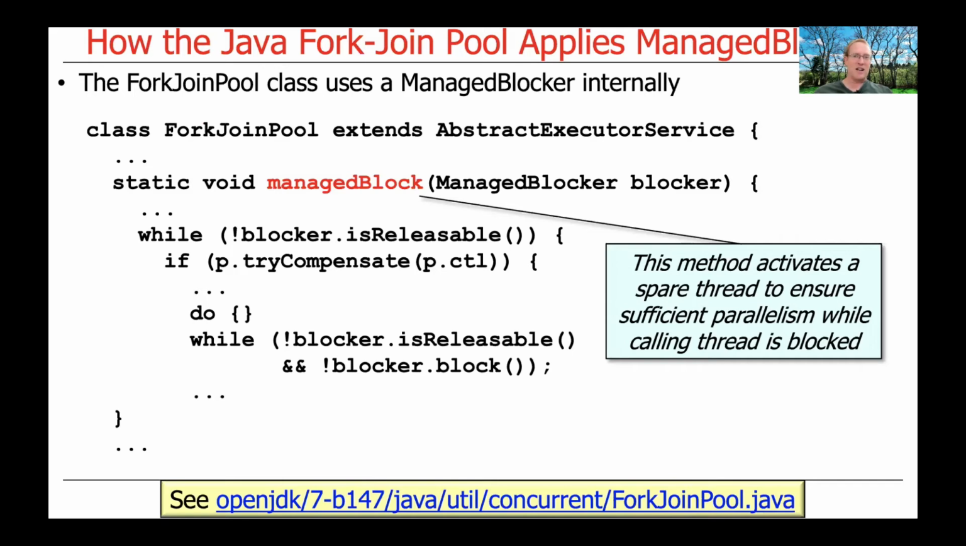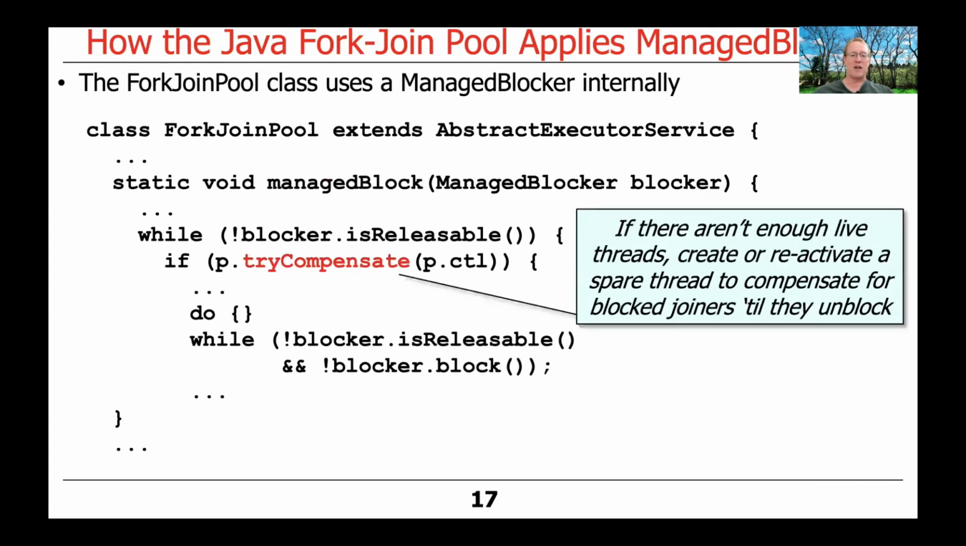So that means that you don't have to have an instance of fork join pool in order to call it. In fact, this doesn't work on instances. It only works on the common fork join pool, which itself is accessible through the static common pool accessor method. And this method activates a spare thread to ensure that there's sufficient parallelism while the calling thread is blocked. For example, again, downloading an image or writing a big file to disk.